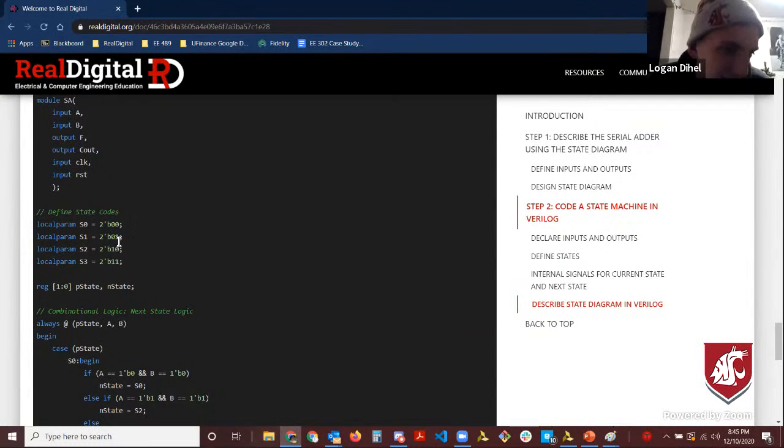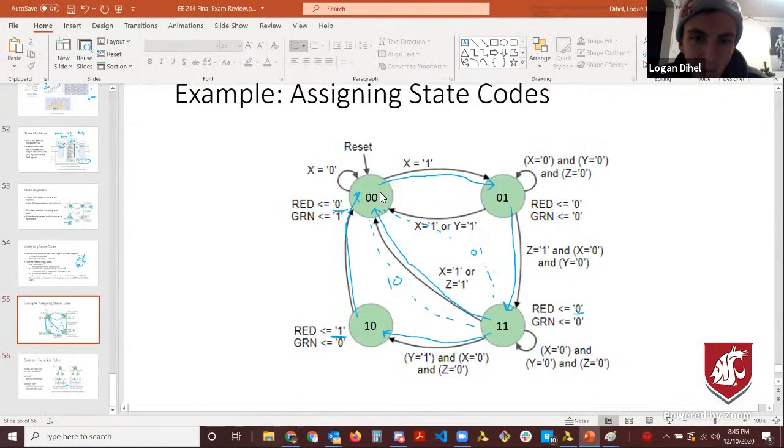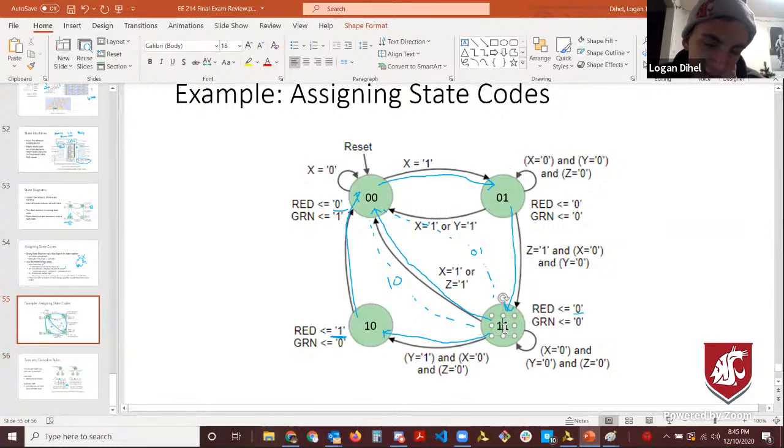And these don't have to be in order. This is binary 0, binary 1, binary 2, binary 3, but with the exception of this one, these can be whatever number you want. So if I go back to this example, S0 is 00, S1 is 01, S2 could be 11, and S3 could be 10. So it really just depends.